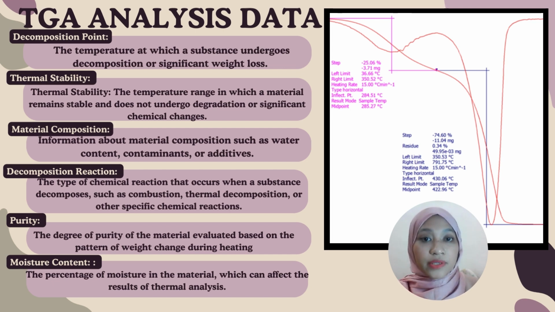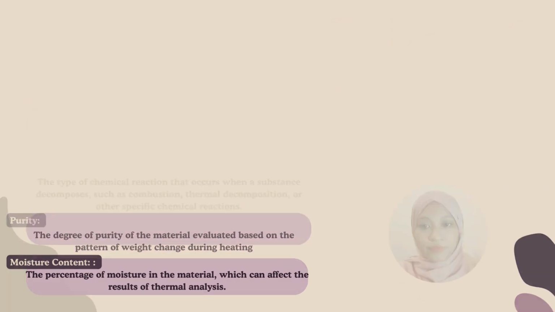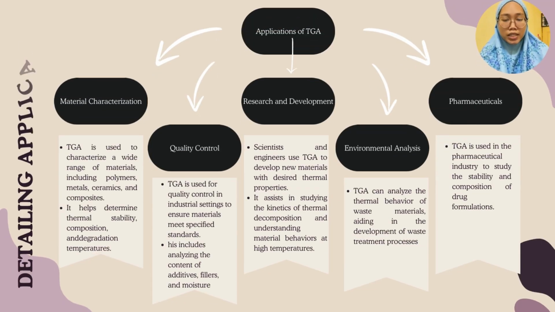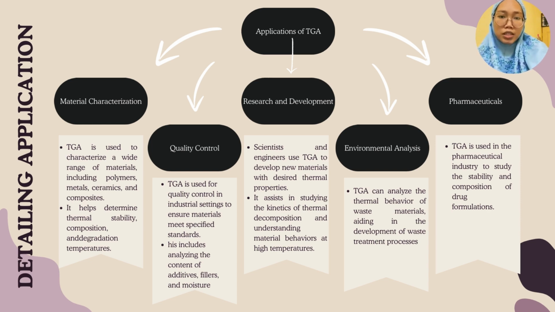Understanding the thermal properties of materials such as stability, reactivity, and composition is made easier with the use of TGA graph data. This is crucial for a variety of applications in both industry and research. The next slide details applications. Point number 1 is material characterization. TGA is used to characterize a wide range of materials including polymers, metals, ceramics, and composites. It helps determine thermal stability, composition, and degradation temperature.